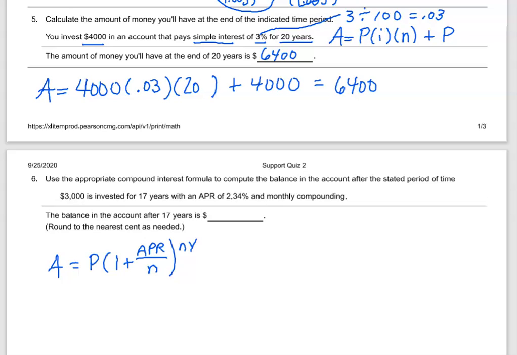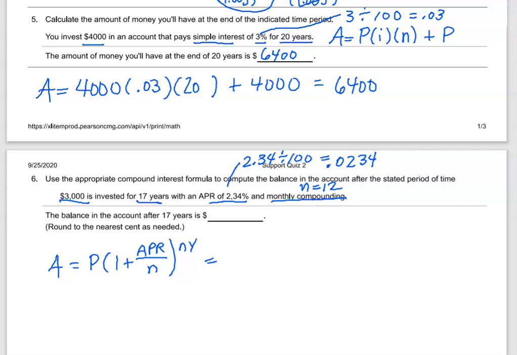Okay, so we've got $3,000. That's our principal. We're investing it for 17 years. An APR of 2.34%. But we know that we've got to do 2.34 divided by 100, which is equal to 0.0234, and we're compounding it monthly. So that means N is 12.